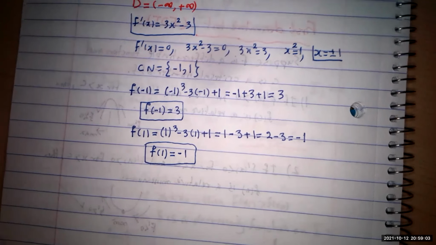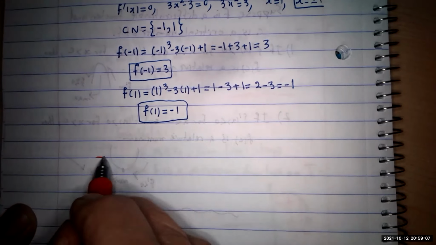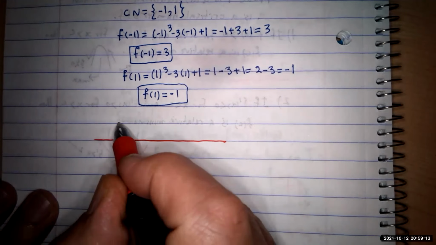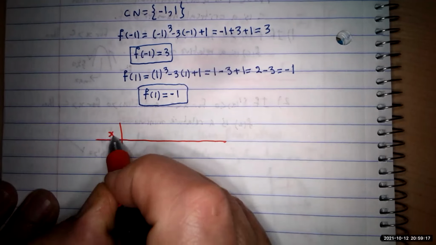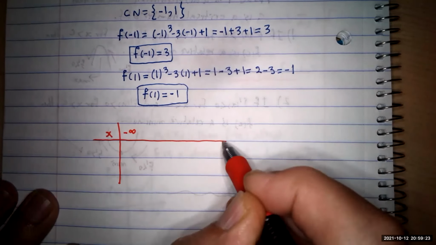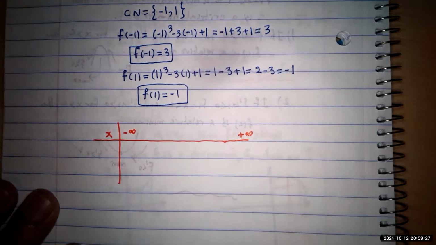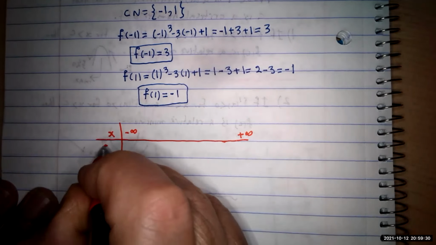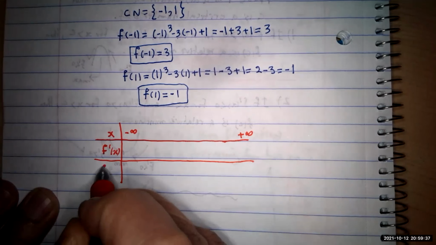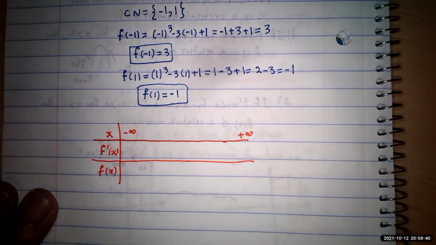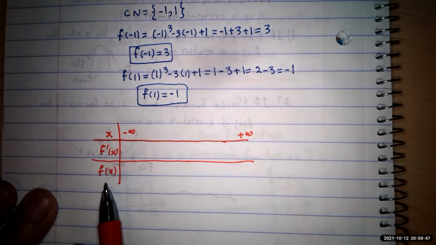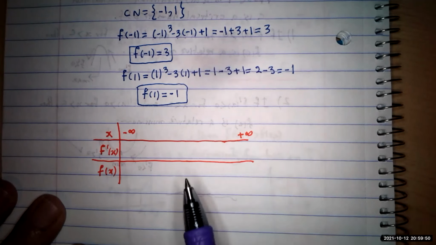So I need a chart. This is going to be the chart. If you don't give us a chart, you are not going to get the point, because this chart is going to be used again in future. Your chart must cover the following. This is X, like the number line. The domain of the function, negative infinity to positive infinity. Then on the second line, you are going to check the sign of the F prime. And on the third line, just F of X, the value of the function. So X for the domain, F prime of X for the derivative, F of X for the value of the function.